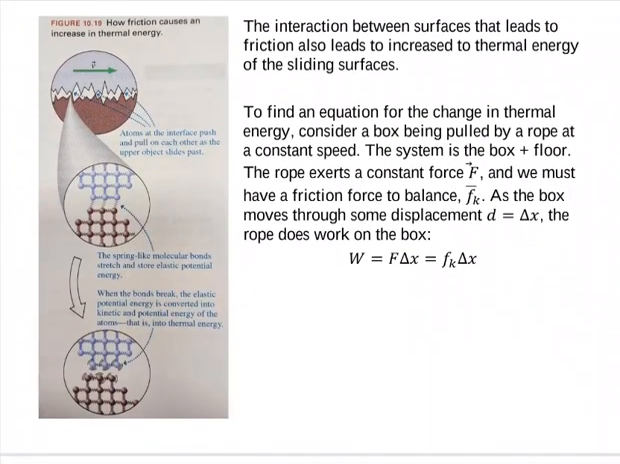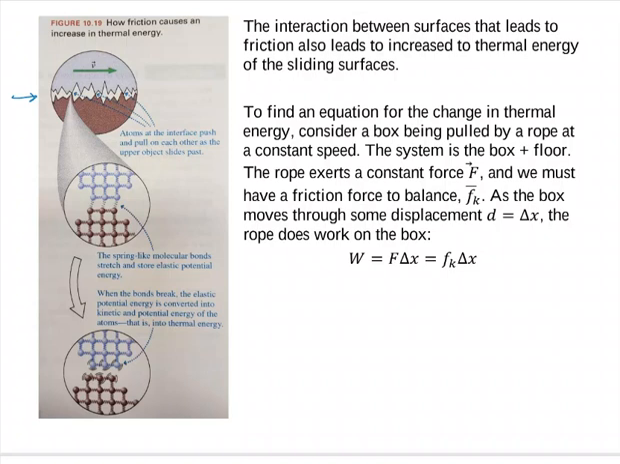So, how friction causes an increase in thermal energy. So, on this first one here, we see the two kind of rough surfaces. It doesn't even have to be like a rough surface. That's just, if we have a microscopic view of something, we would have these two surfaces that are not totally smooth. So atoms at the interface push and pull at each other as the upper object slides past.